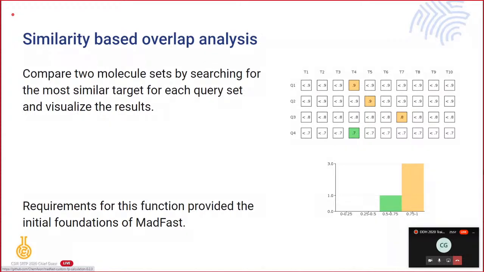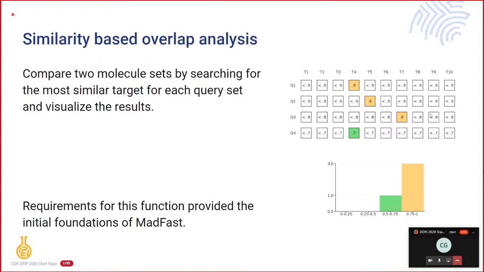A few words about similarity-based overlap analysis. This concept is around comparing two molecule sets against each other, or a single molecule set against itself. By comparison, I mean for every query molecule in the query dataset, in one of the datasets, we search for the most similar molecule in the target dataset. Here, in this mock example, we can see similarity scores.